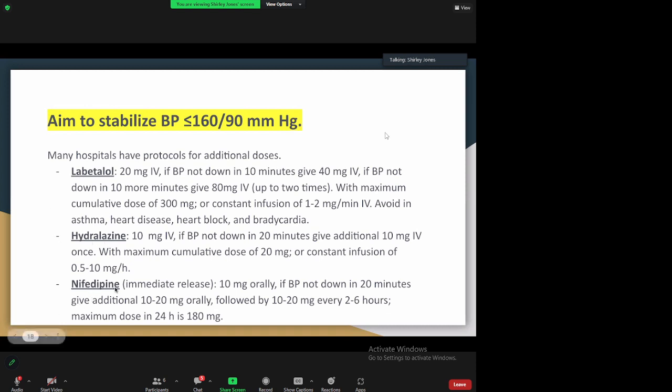And then nifedipine, your oral option, is going to be 10 milligrams orally. Again, 20 minutes later, repeat, and then you can give them another 10 to 20 milligrams, another 20 minutes later, et cetera.